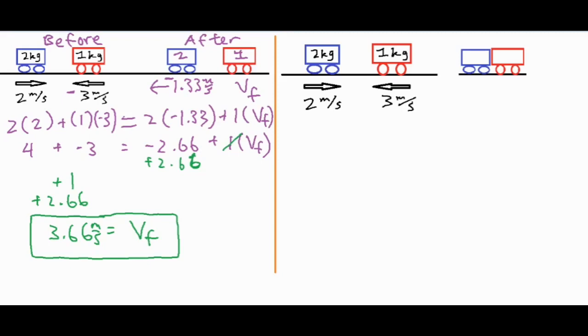Because the answer came out to a positive number, that means that the cart got bumped over to the right. So it got bumped backwards.